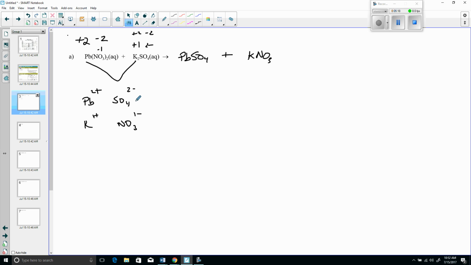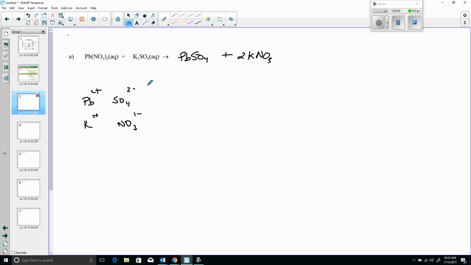All right, now we need to balance. I'm going to erase some of this stuff at the top of the page so that we have a clear path to write. We see that we have 1 lead, 2 nitrates, 1 nitrate, 2 potassium, 1 potassium, 1 sulfate, 1 sulfate. So we need 2 potassium nitrate on this side in order for that to be balanced. It is now balanced. Check on your own time, but unless you want this video to be 45 minutes long, I'm going to have to just put that in there.